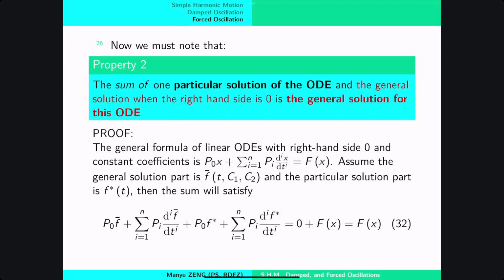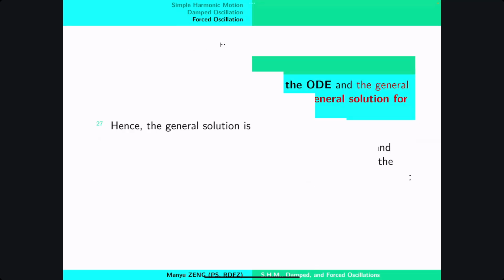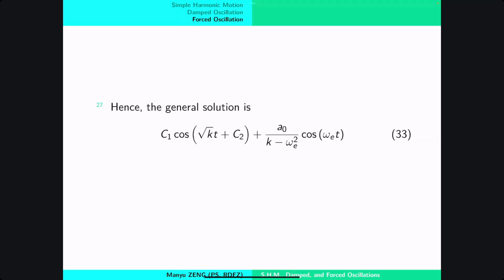So we prove that the solution f bar plus f star is the general solution of the ODE with the right hand side non-zero, right? So the general solution is like this. So we substitute a and phi with c1, c2. So you can see that it's arbitrary constants. And the first term is the original f bar, and the second term is the f star.